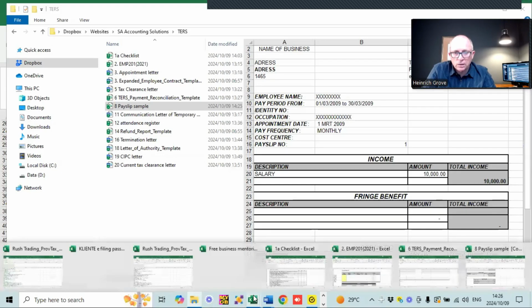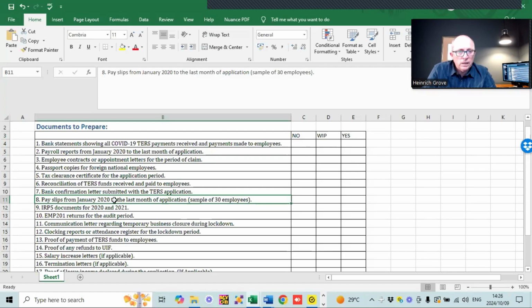Yes, we were busy with our checklist. Let me quickly jump back to my checklist. Where's my checklist? My checklist is over here. Next one, IIP 5, so 2020 and 2021.